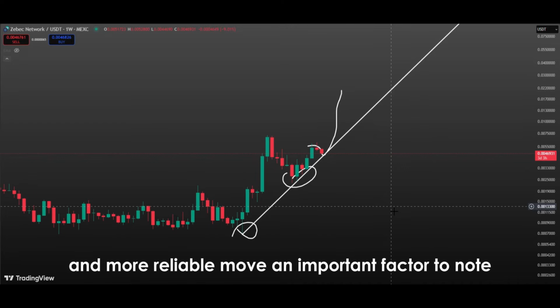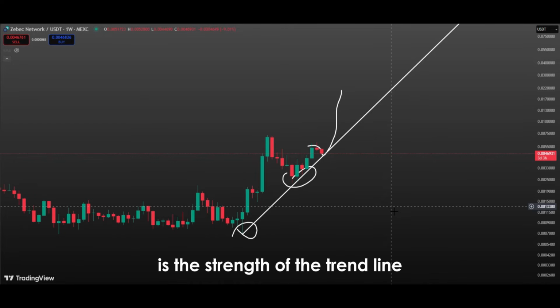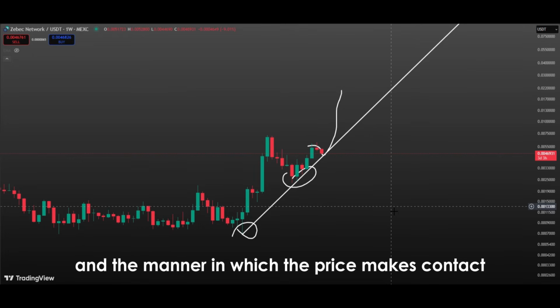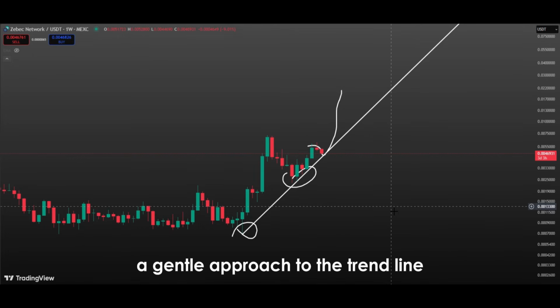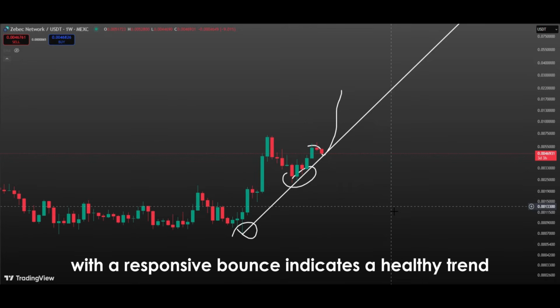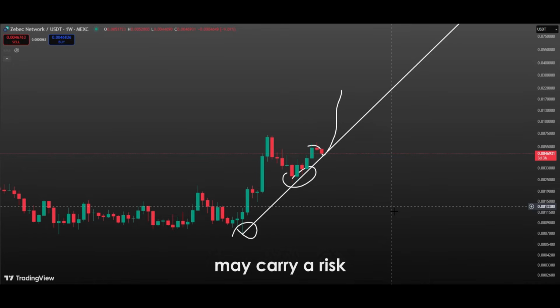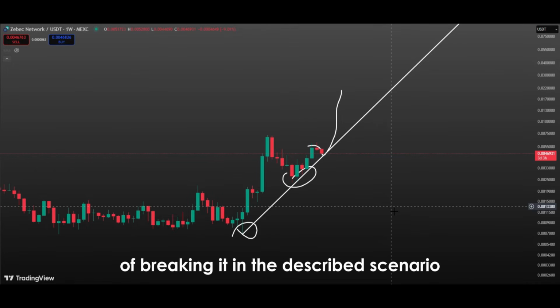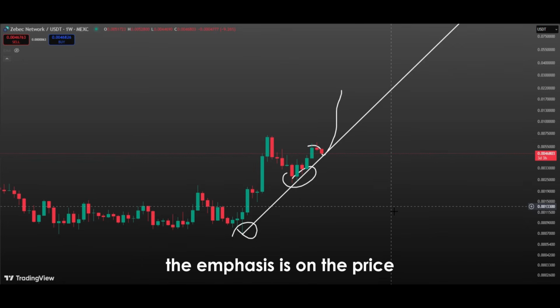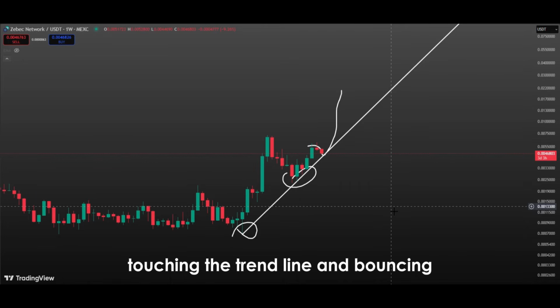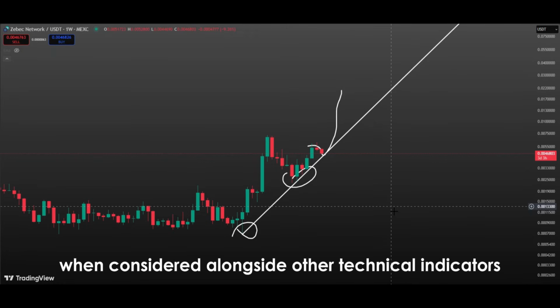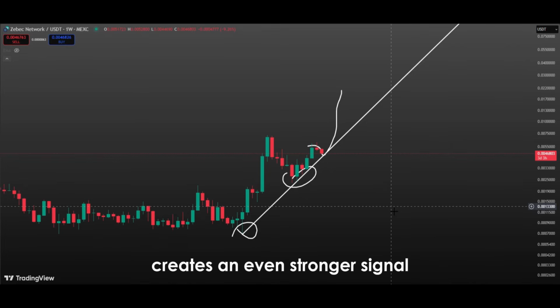An important factor to note is the strength of the trend line and the manner in which the price makes contact. A gentle approach to the trend line with a responsive bounce indicates a healthy trend. Conversely, a rapid and aggressive drop toward the trend line may carry a risk of breaking it. In the described scenario, the emphasis is on the price touching the trend line and bouncing, which is a positive sign for the market.